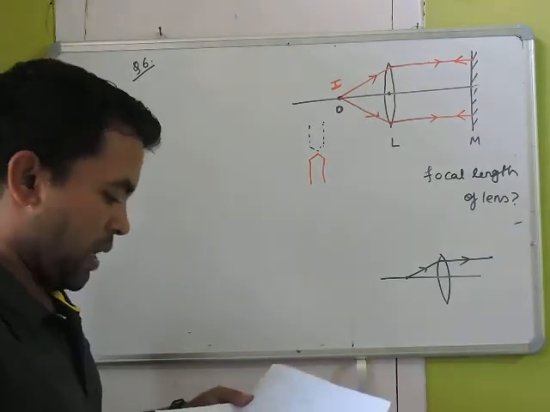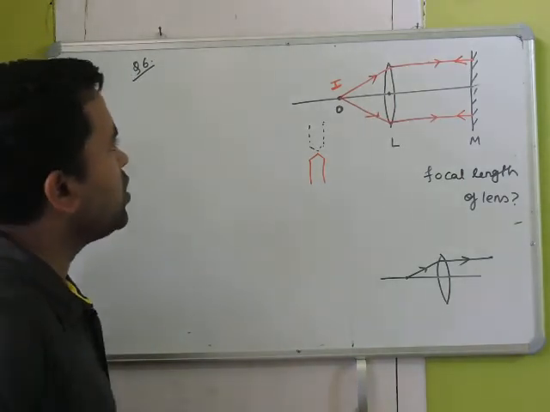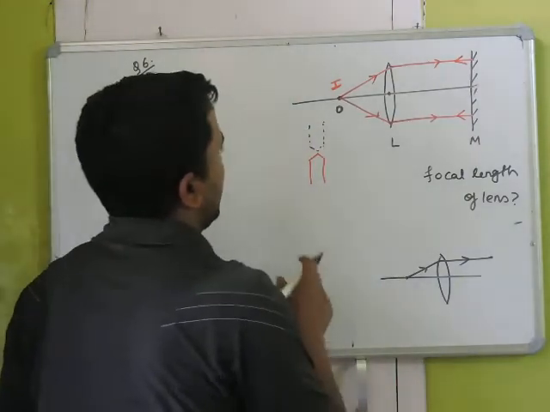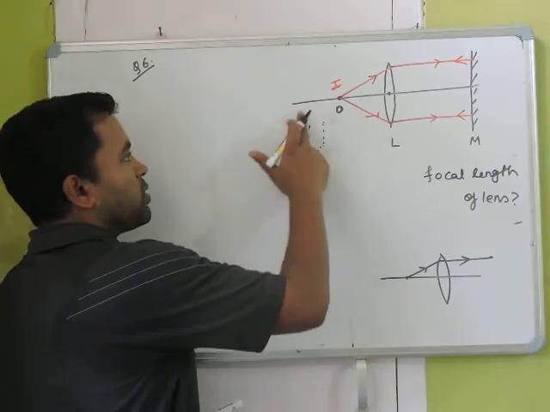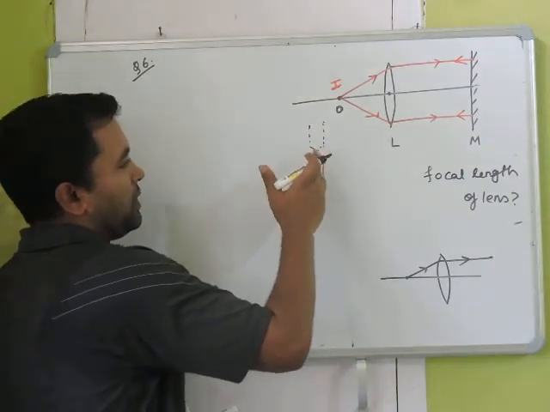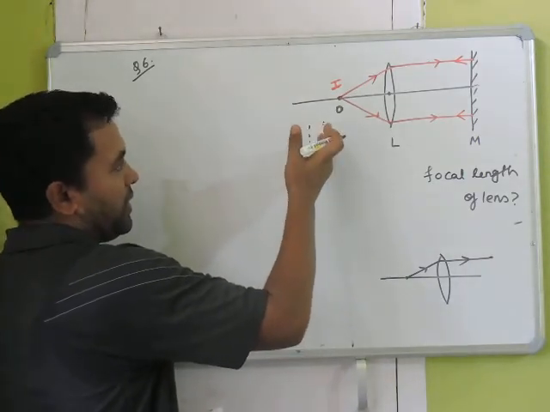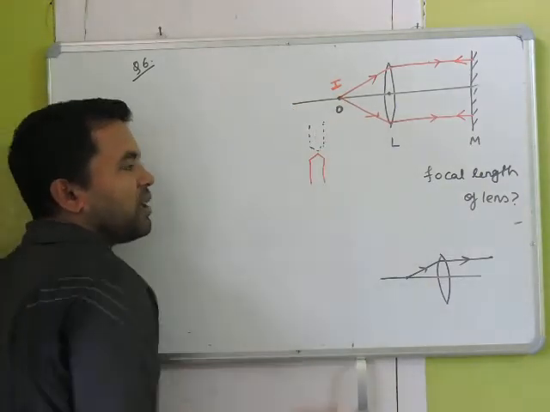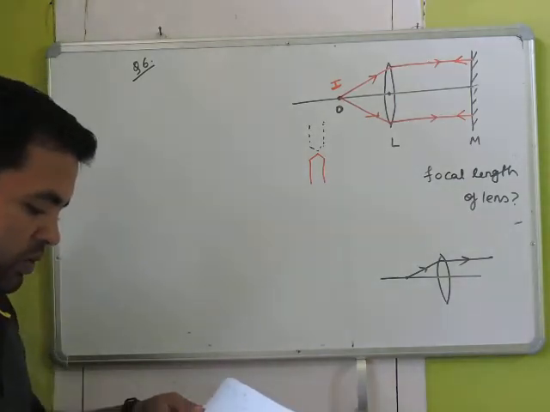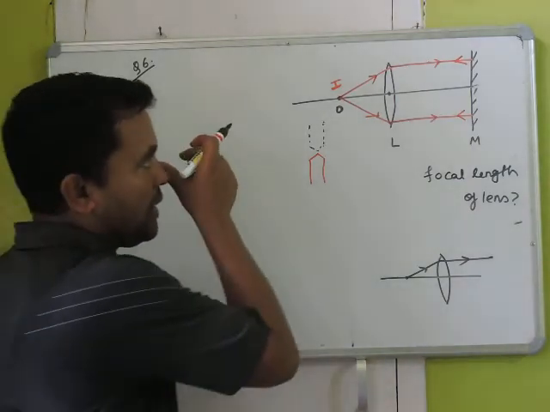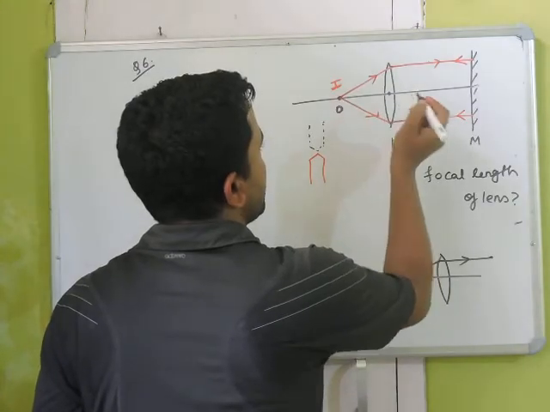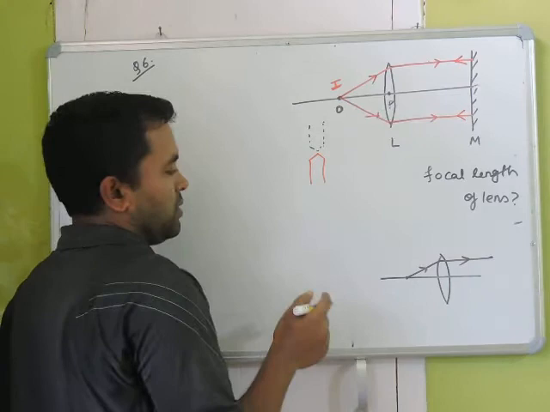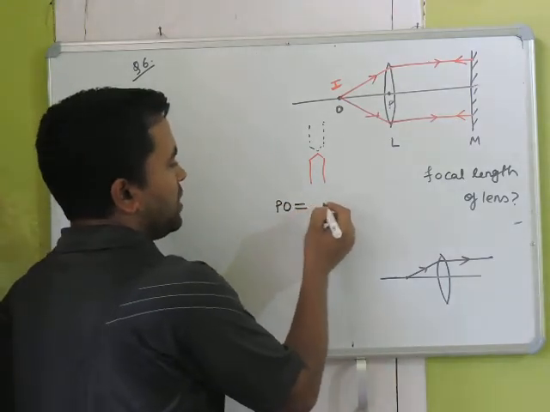Now they are asking what the characteristics of this image are. You can see the image is inverted, right? It's a real image, and it has the same size as the object, right? They also ask what this distance is called. Let me write it P. What is this distance PO called? PO is called its focal length.